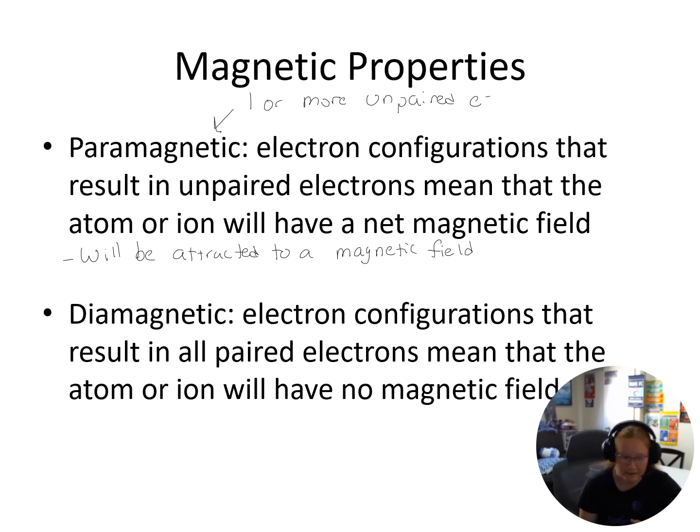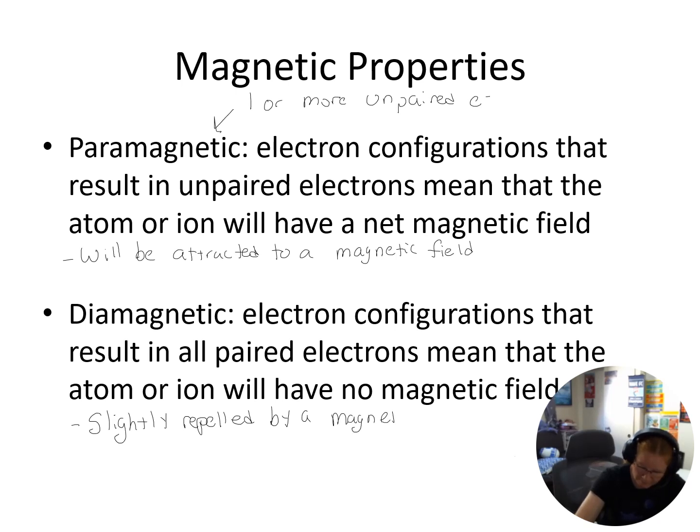There is no net magnetic field, and so this will be slightly repelled by a magnetic field. So one is attracted to a magnetic field, and one is repelled by a magnetic field. Diamagnetic means there are no unpaired electrons.